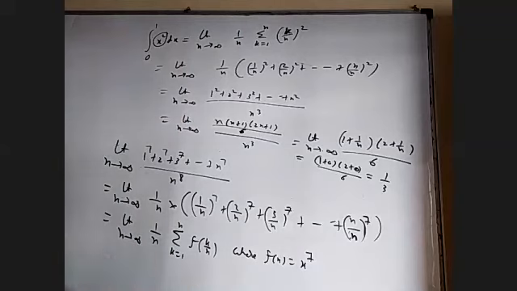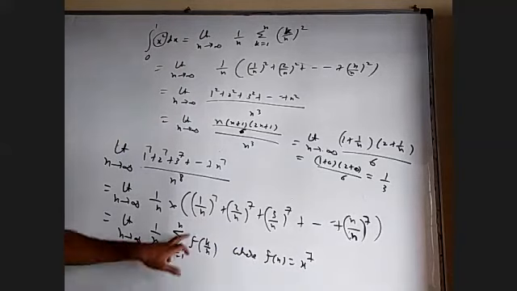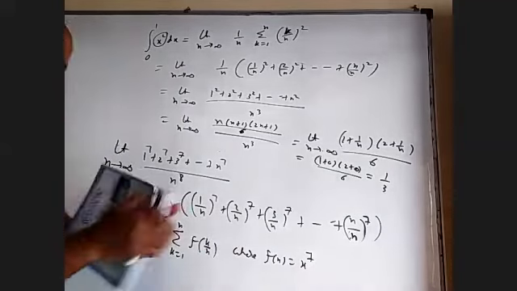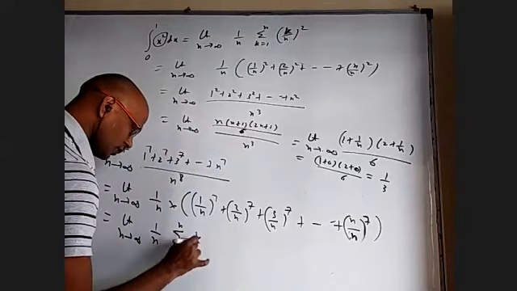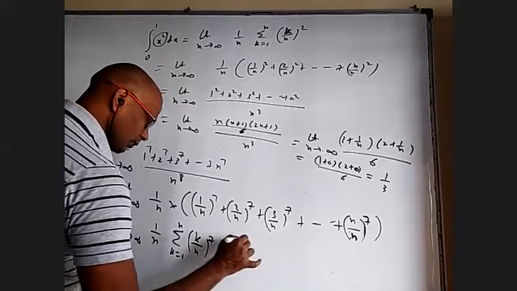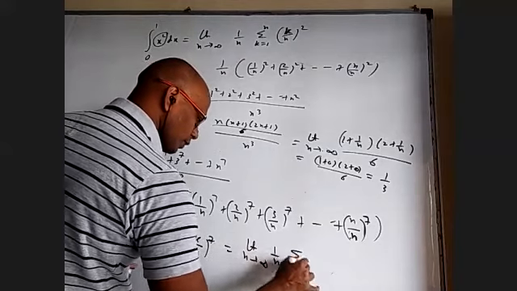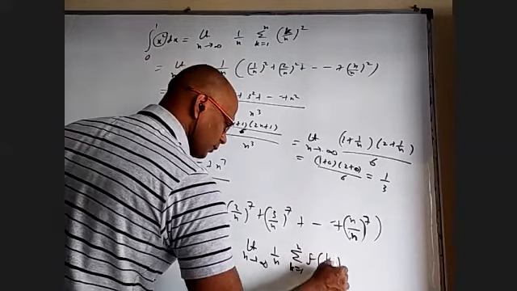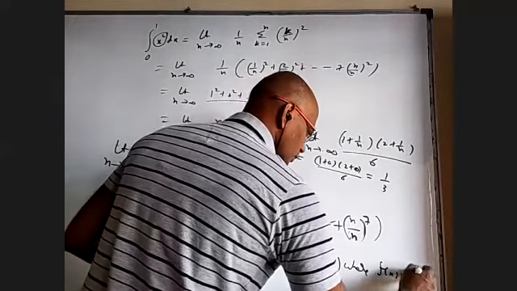From here to here, is it correct? You take x^7, put 1/n, this will come, put 2/n, this will come, put 3/n, this will come, put n/n, this will come. Or let me write in one more step if you want. I'll put it as (k/n)^7, which is equal to limit n tends to infinity of 1/n sigma k equal to 1 to n of f of k/n, where f of x is equal to x^7.